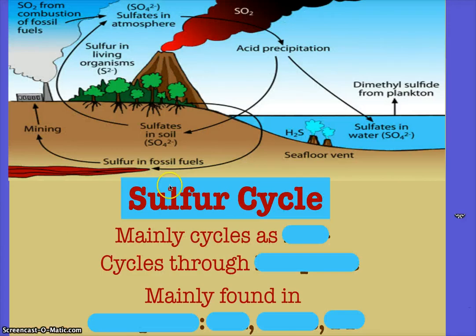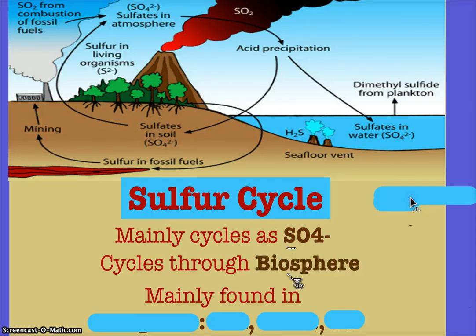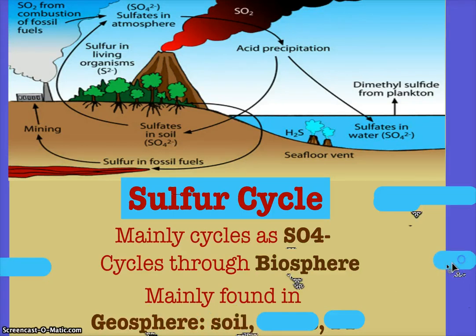Sulfur mainly circulates as sulfate. Write the word sulfate if you don't know what SO4 is. Write it next to it. It cycles through all layers of Earth, which is hydrosphere, atmosphere, lithosphere, and living things. But like phosphorus, it's mainly found in the geosphere. Same thing, soil and rocks. And then it's also found in fossil fuels.